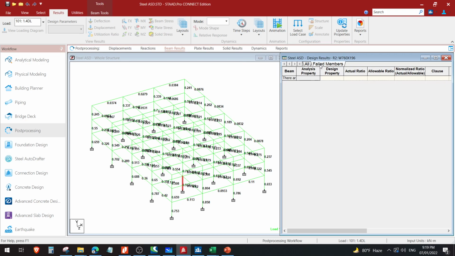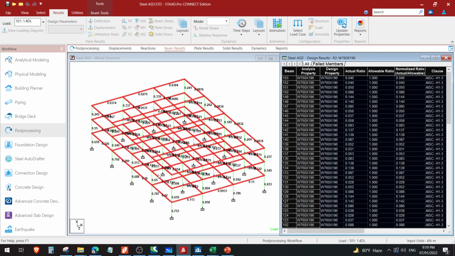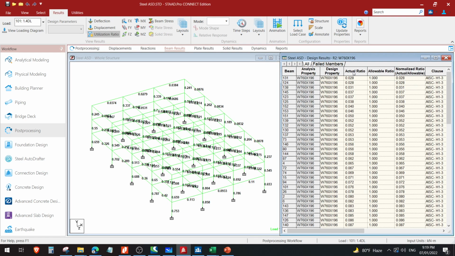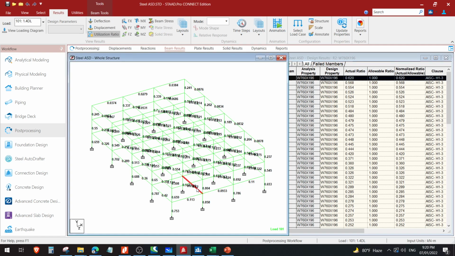And walang failed members. Okay. Yan. So, na-select na lahat ng beams. And punta tayo sa actual ratio. And if you will notice, siya pa rin. It's the same member. Sa ASD, ito pa rin ang nag-govern. Okay. And ang ratio na niya ngayon is 0.62. Okay. Let's verify first, no? Itong member na to.